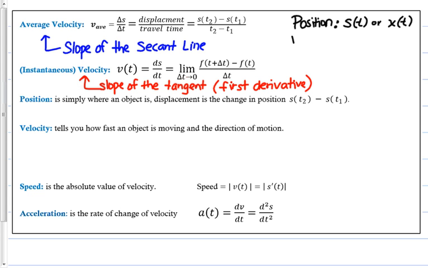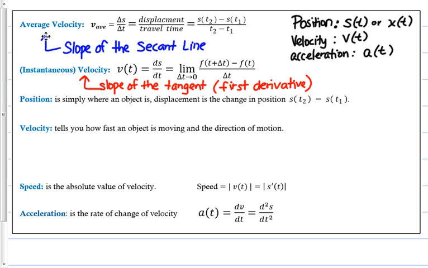Velocity is going to be represented as v of t. And then we have acceleration, and that will be represented by a of t. So position is s of t or x of t. I usually use s of t. Velocity is v of t and acceleration is a of t. Okay, so that's what we're dealing with today.